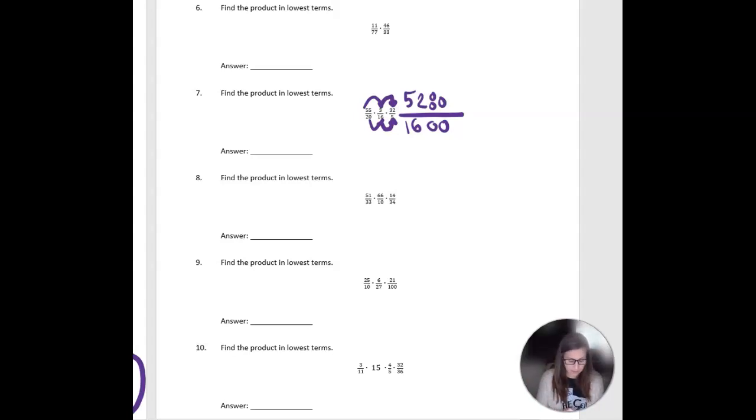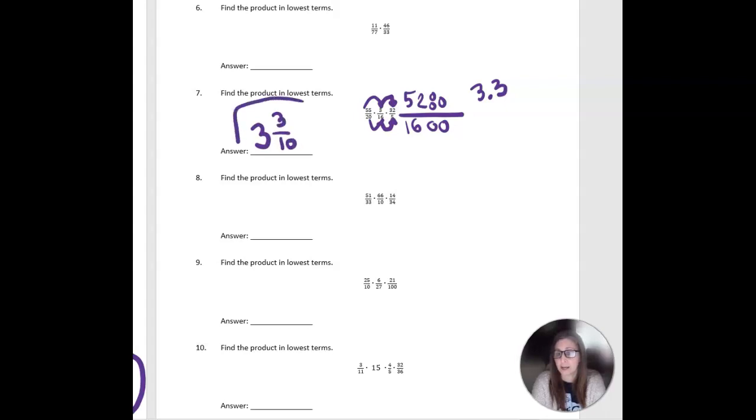5,280 divided by 1,600. And my calculator is giving me a decimal of 3.3. Now, you cannot give a decimal answer to a fraction problem. And since this problem started with fractions, we have to have a fractional answer. Now, I know that that's 3 3/10 because the 3 is in the tens place. So I know that this is going to be 3 3/10.